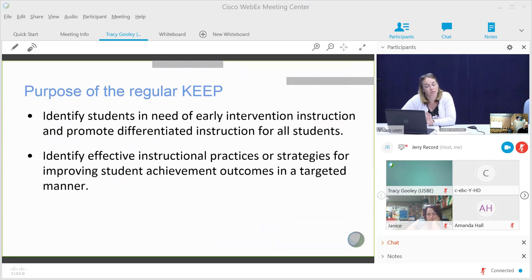So really quickly, just to recap, what is the purpose of the regular KEEP? The regular KEEP was developed to help identify student needs, look at some of those early intervention instructions, and promote the differentiation of instruction for all students, which I think follows suit here for our alternate as well.